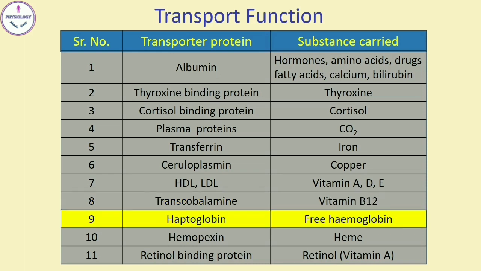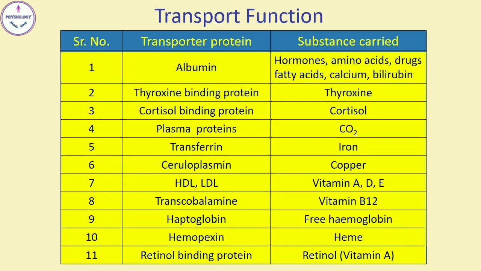Haptoglobin. It transports free hemoglobin through the blood. Hemopexin transports heme, that is free heme. And lastly, retinol binding protein. It transports retinol or vitamin A. So in summary, transport of various substances through blood is mainly carried out by albumin and alpha and beta globulins. All these functions can be easily remembered with the help of a mnemonic. Click the I button if you wish to see the video of mnemonic regarding functions of plasma proteins.